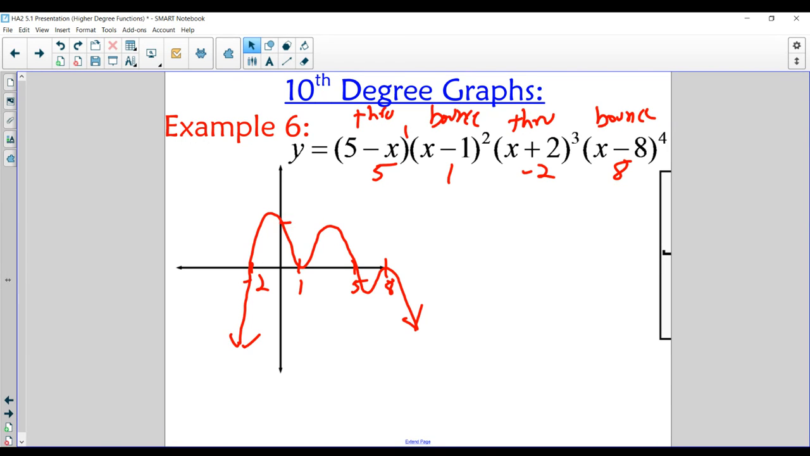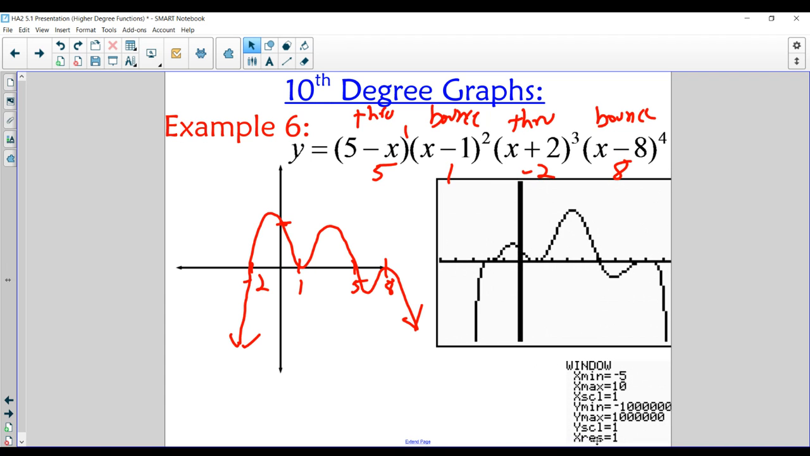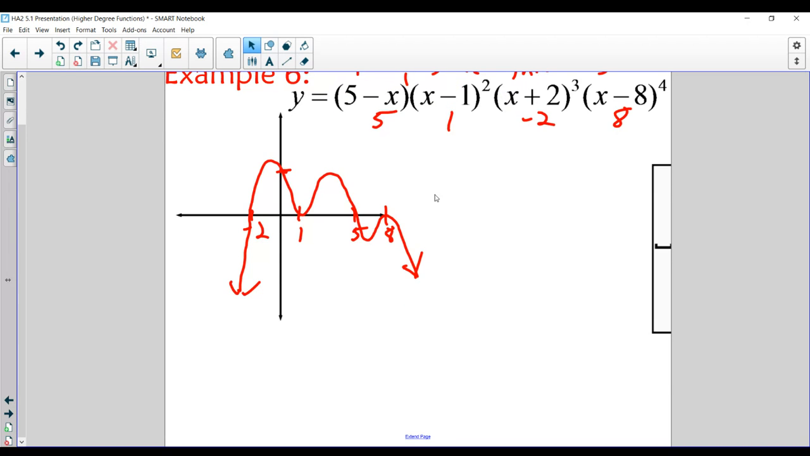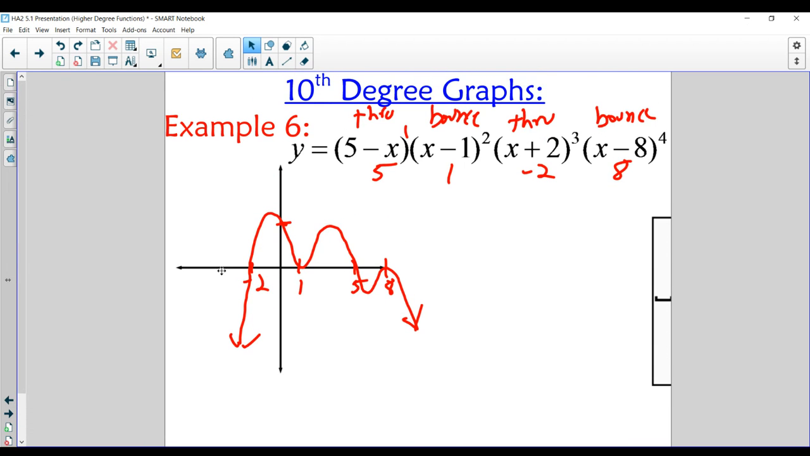And again, the y-intercept would be whatever 5 times 1, negative 1 squared times 2 cubed times negative 8 to the 4th would be, a very large number, as you'll see from when I pull this graph over, what I had to do my y-scale as. Normally I'd find the number, but it's too big of a number to worry about here. More concerning is what's happening here at each one of the x-intercepts and having the end behavior like it's supposed to.